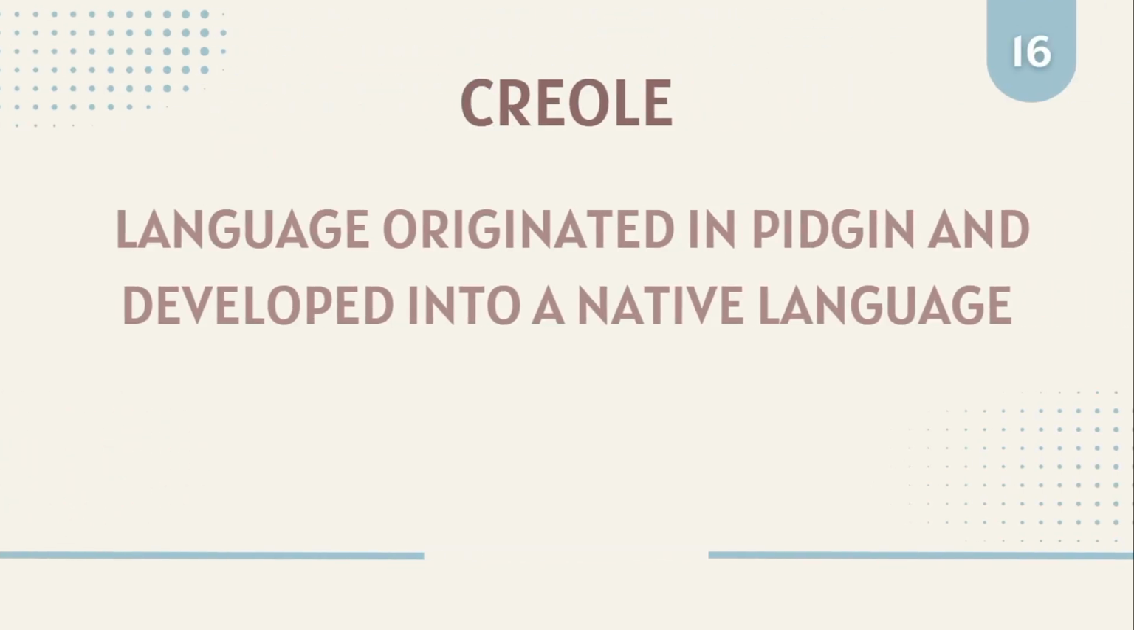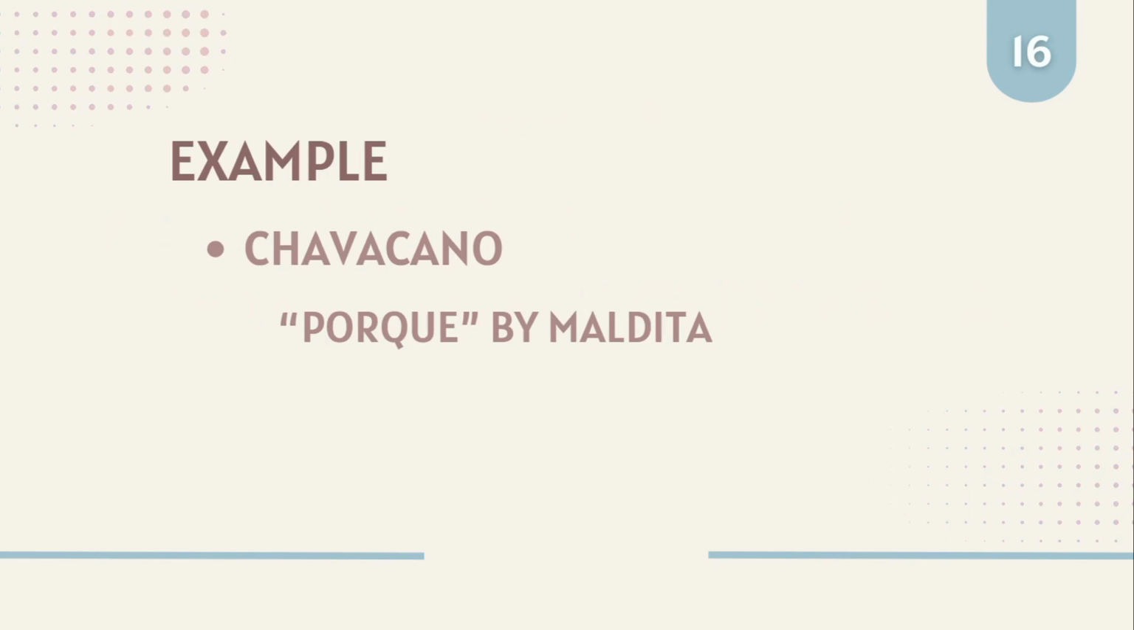Lastly is Creole. Creole is language originated in Pidgin and developed into a native language. It is sometimes a result of colonization. An example of Creole is Chabacano. It is a Spanish-based Creole used in Zamboanga in Mindanao. Chabacano was formed when Spaniards colonized the Philippines. The song Porqué by Bautista used the Chabacano language. Those are the types of language varieties and some examples.